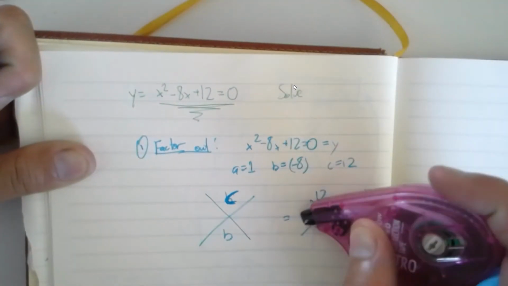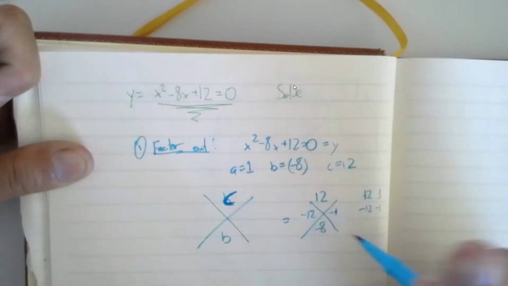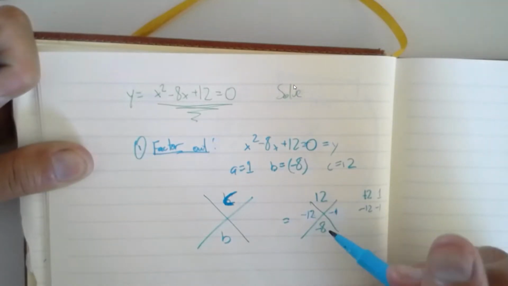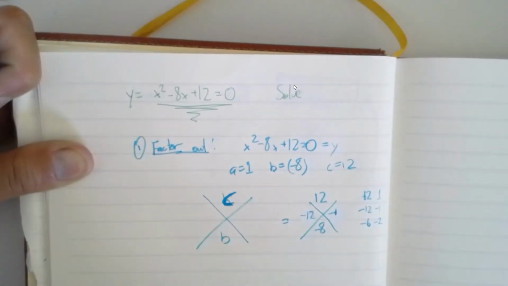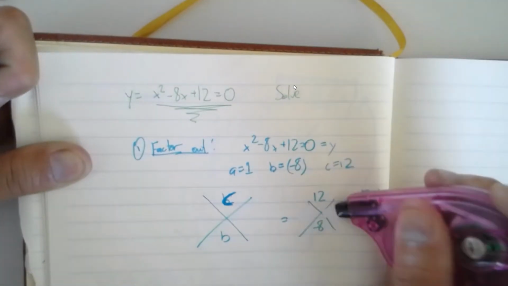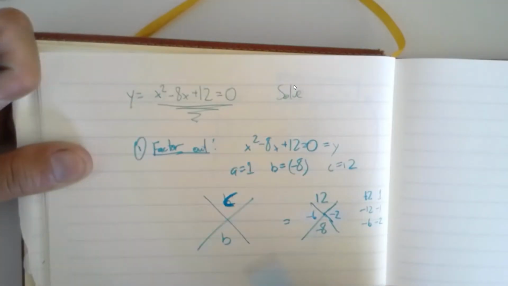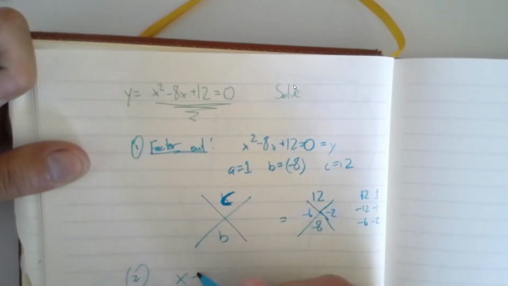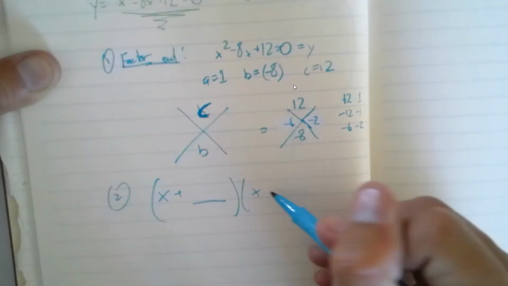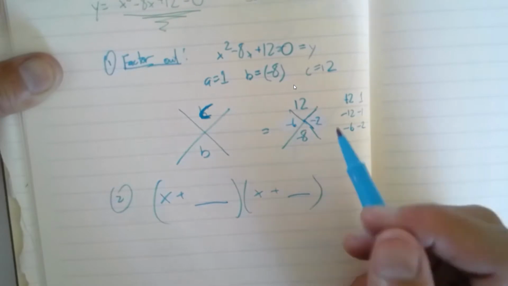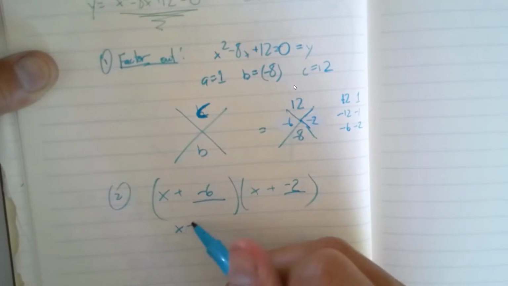Then I tried some negative numbers like negative 12 and negative 1, because I knew that negative 12 times negative 1 would multiply up to a positive 12, but did not add up to negative 8. So I figured out that my answer was negative 6 and negative 2. This is almost the exact same problem as what we did before. Negative 6 and negative 2, that works out. So my final answer should be x plus some number times x plus some number. We know those two numbers to be negative 6 and negative 2, so that should be x minus 6 times x minus 2.